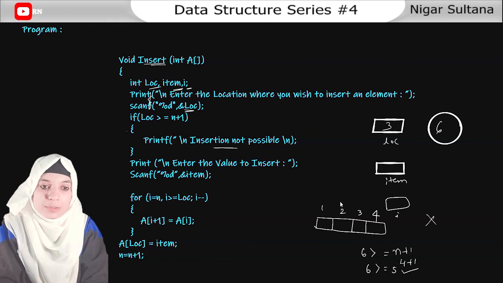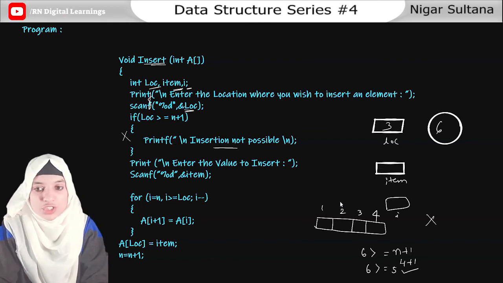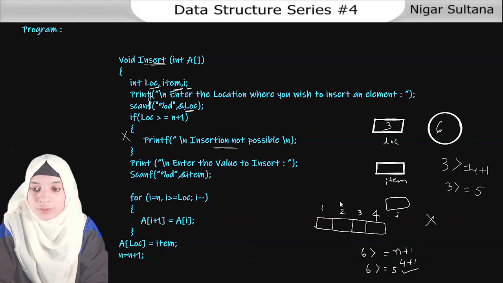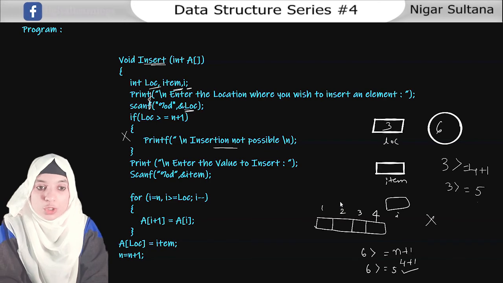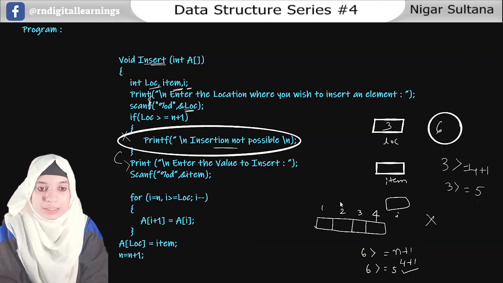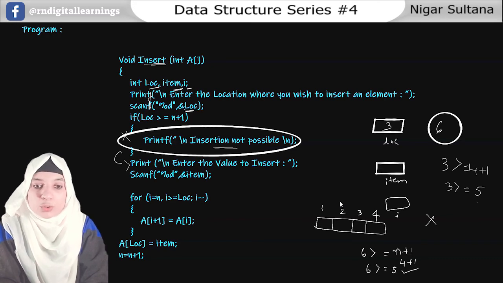So if this becomes false, now see, I have given the location as 3. I'll be comparing: is 3 greater than or equal to n plus 1? N plus 1 is 4 plus 1, so is 3 greater than or equal to 5? This is false. If this is false, no need of executing this statement. We can go directly with the next statement, that is, enter the value to insert.